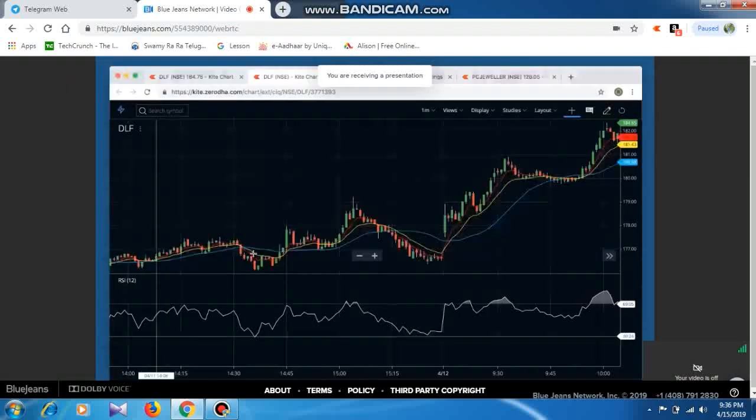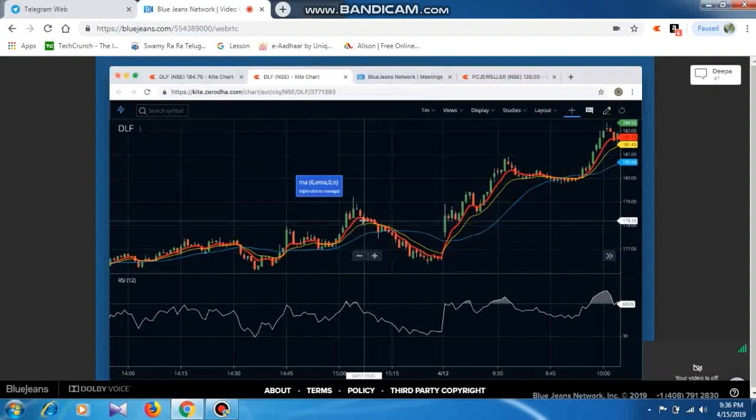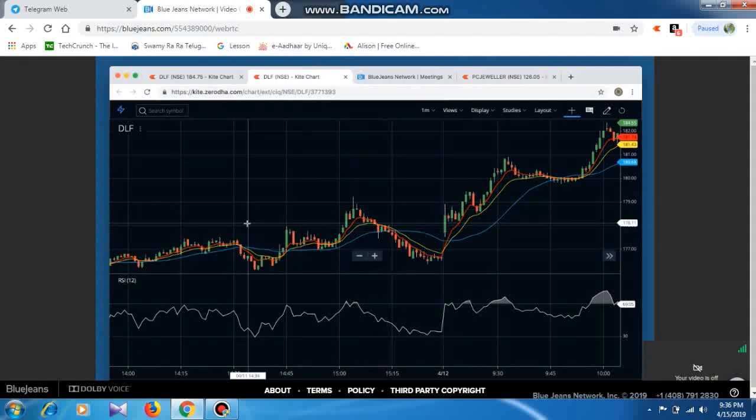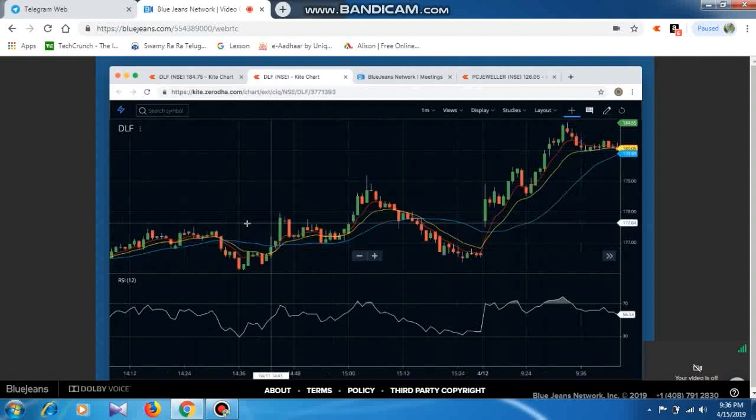This is the position where the RSI reached 70 and the stock price and RSI started going down. Even the 6 EMA started going down. So you can short it and take 0.2%. It will be the same when the RSI touches 30 and goes up.